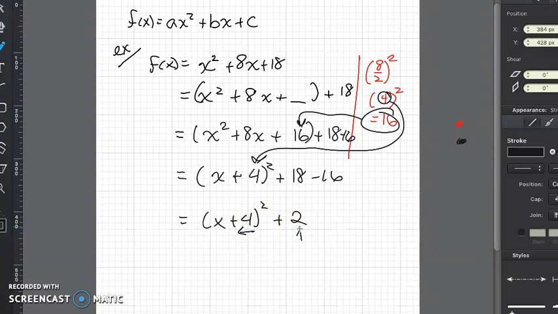So without even graphing it using Desmos or anything like that, I know from right here what my graph should look like. It's a parabola. The vertex is 4 units to the left and 2 units up. Here I can't tell that, but here in this one I can.